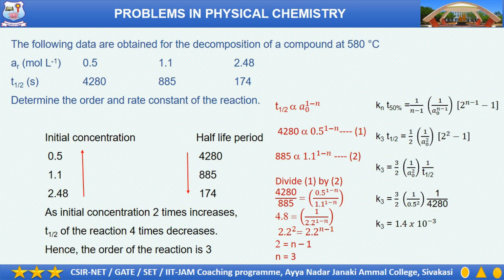Next problem. The following data were obtained for the decomposition of a compound at 580 degrees centigrade. A0 in mole per liter, T half in seconds. For 0.5, it is 4,280. When the initial concentration is 1.1, it is 885. When it is 2.48, it is 174. Determine the order of the reaction and the rate constant of the reaction.